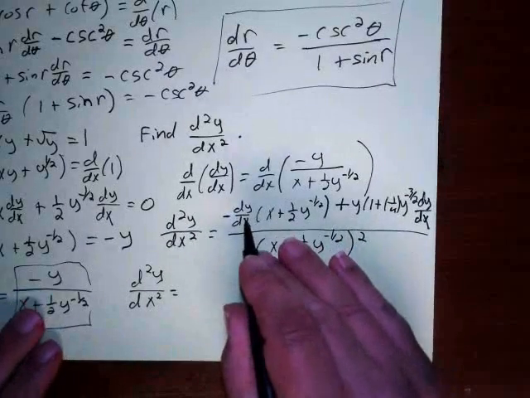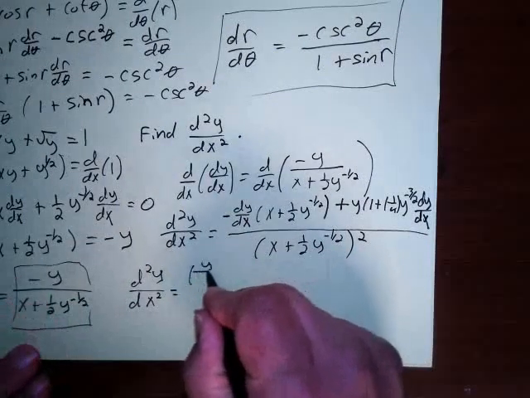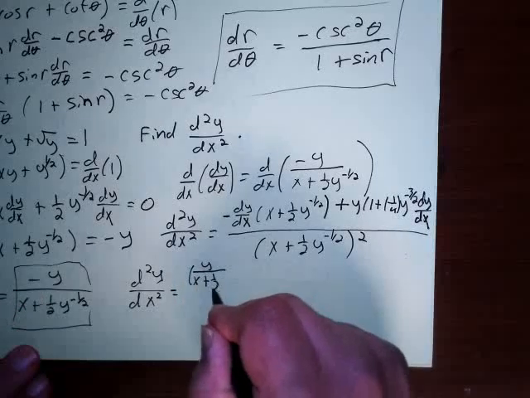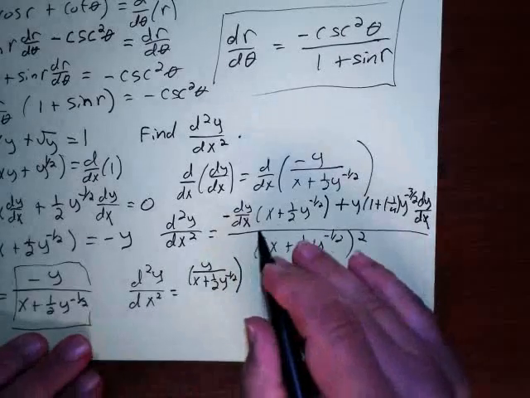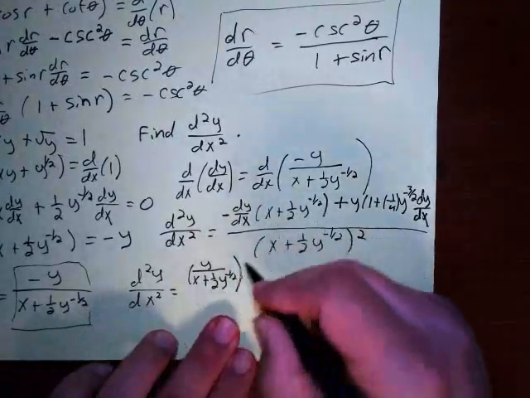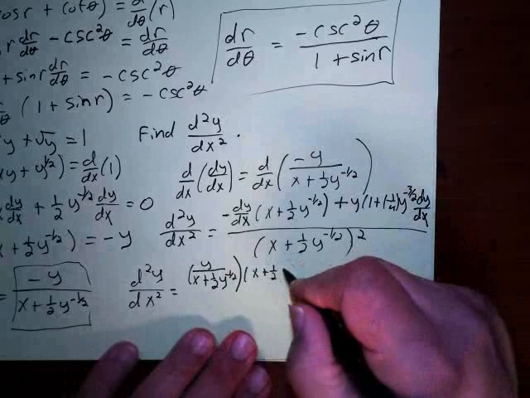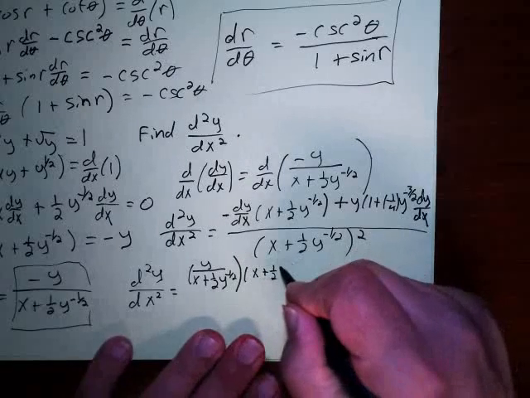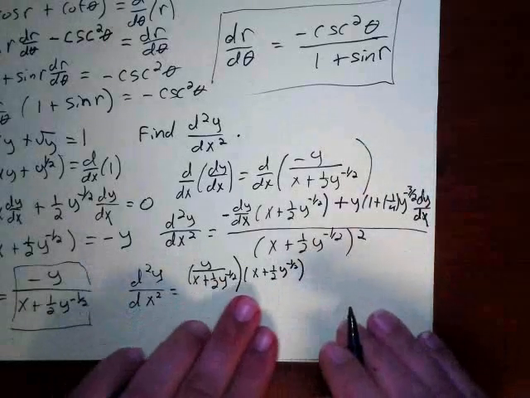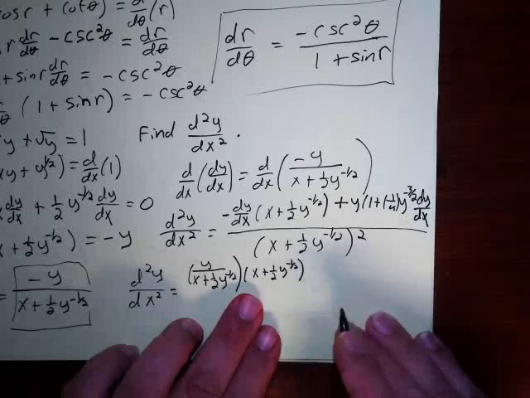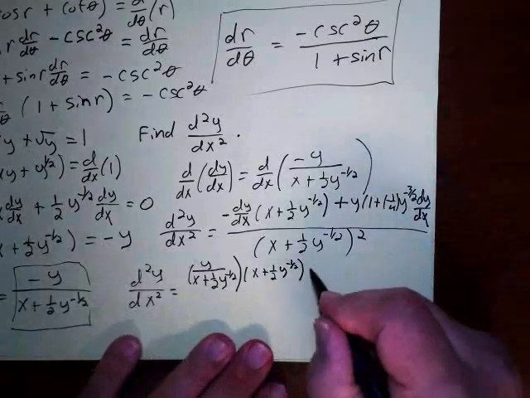So this is the opposite of dy/dx. That'll take care of that negative sign. So I have y over x plus 1/2 y to the negative 1/2. Okay, that's in for this. And then I have times all this, x plus 1/2 y to the negative 1/2. So this would look like that, and I think that's actually going to cancel each other out in a minute, but let's finish here.